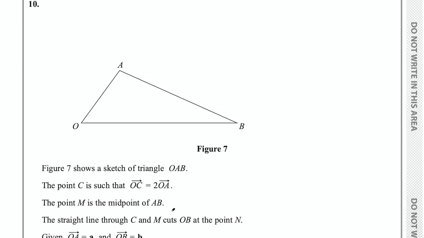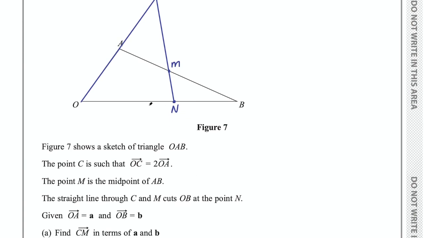Okay, so let's go ahead and draw these points in. We have a point C such that it is double the length of OA. So then OC would be 2OA. Actually, let's just draw that line in first. So C would be about out here. So then OC is 2OA. And we have M, which is the midpoint of AB, about here. And then we have the straight line CM, which cuts the line OB at the point N. So we have this straight line that goes down to OB, and this point would be N. And we also are told that OA is the vector A and OB is the vector B.